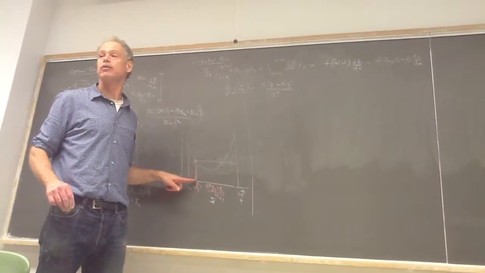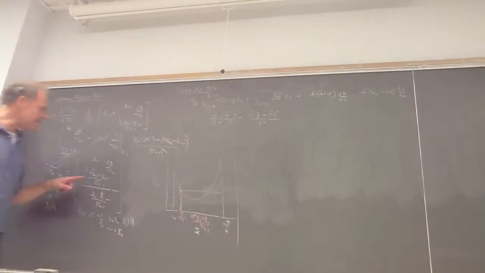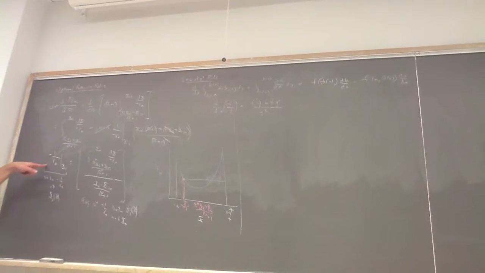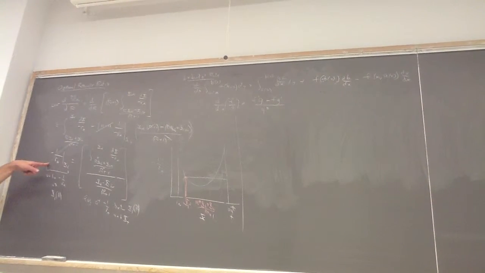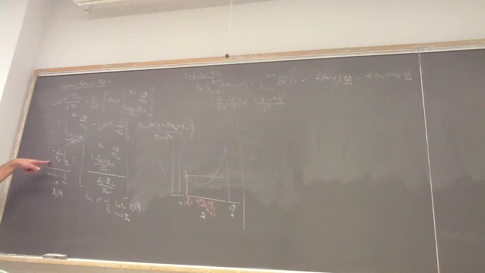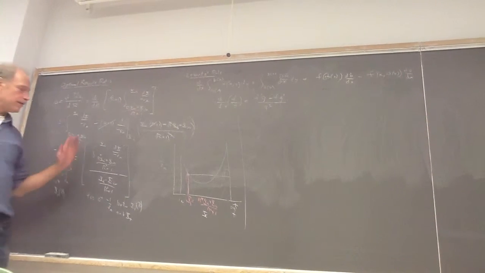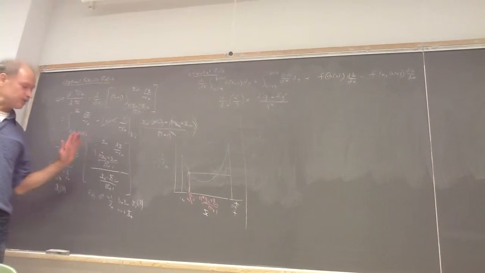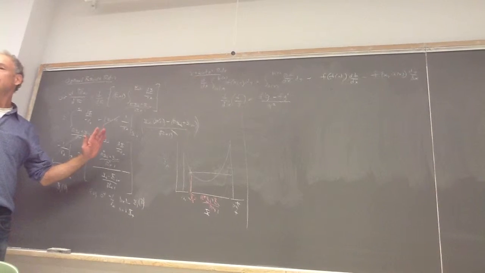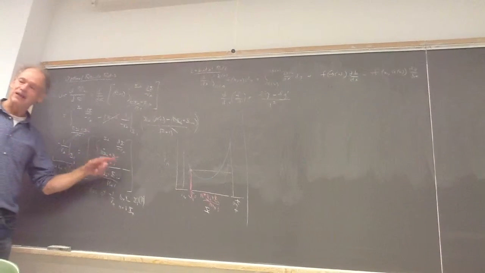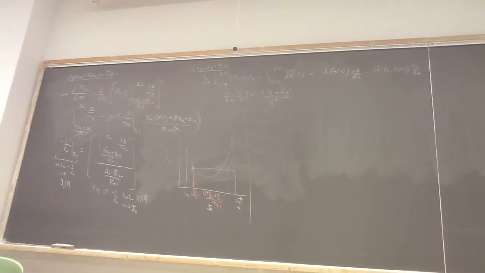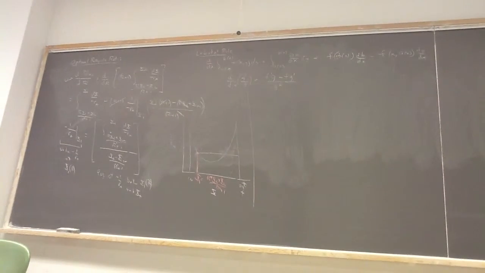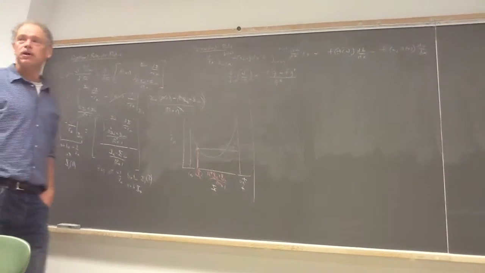x1 depends on r. When the right-hand side equals the left-hand side, that means I found r star. The right-hand side in and of itself is an average value. I found r star when the right side equals the left side. Okay, so other questions?